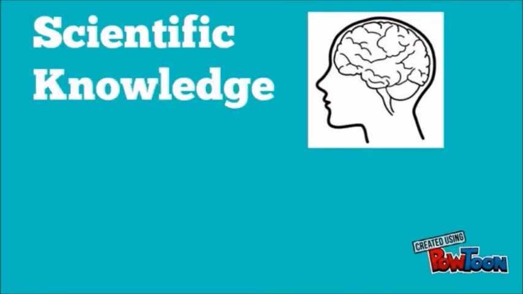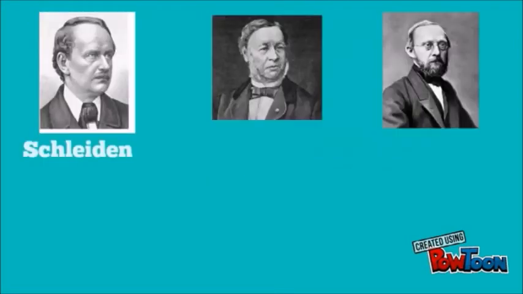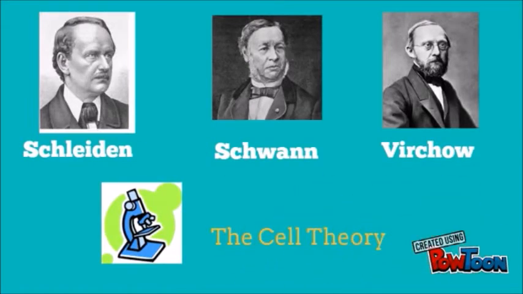Scientific knowledge often results by combining the work of several scientists. For example, the discoveries of Matthias Schleiden, Theodor Schwann, and Rudolf Virchow led to one very important theory called the cell theory. The cell theory lists three basic characteristics of all cells and organisms.